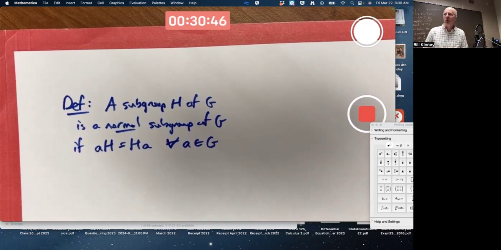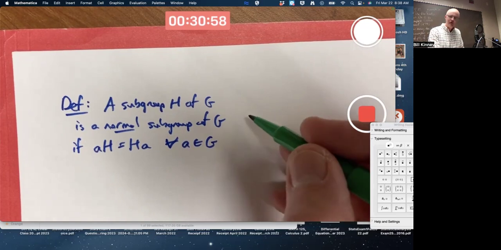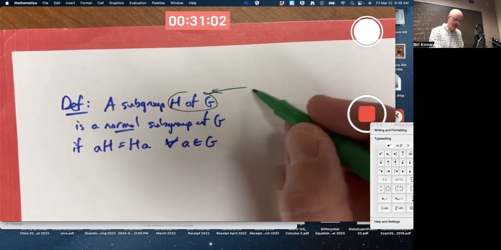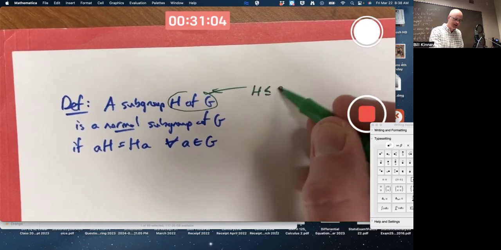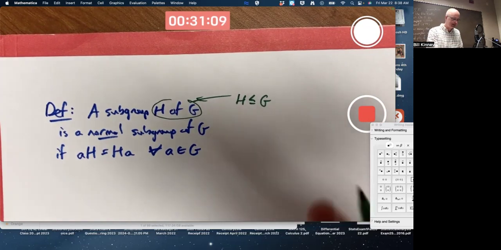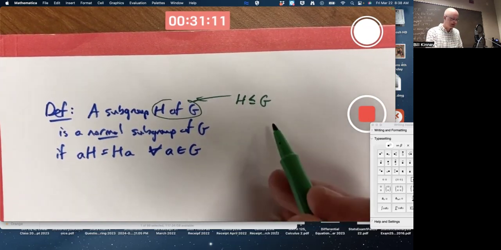It's not telling you why normal subgroups are important, but they are extremely important. This is a fundamental thing to learn in group theory. Notationally, when you say H is a subgroup of G, so far we've always written this kind of thing. We don't say less than or equal to, we say H is a subgroup of G when we see this kind of thing.